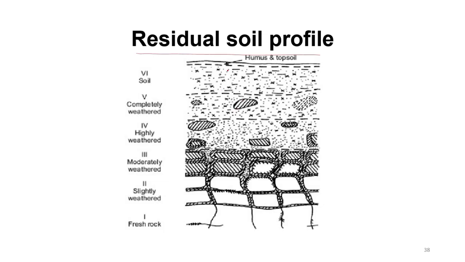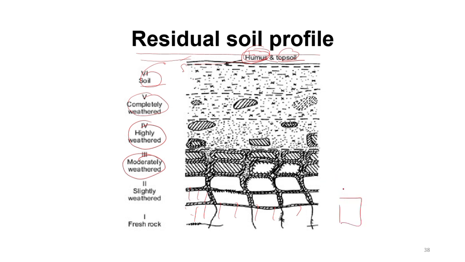Profile of a residual soil. On top of the profile is where we have the humus or the topsoil. Let's start from the bottom, so we have fresh rock, then slightly weathered, then you move towards moderately weathered, the rocks become highly weathered, they become completely weathered, and they finally form soil, and on top is where we have the humus, also known as the topsoil.